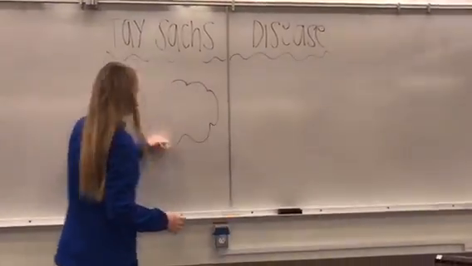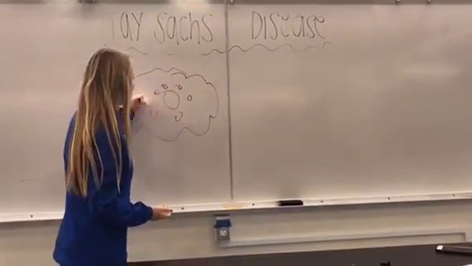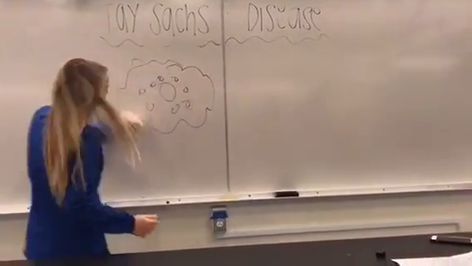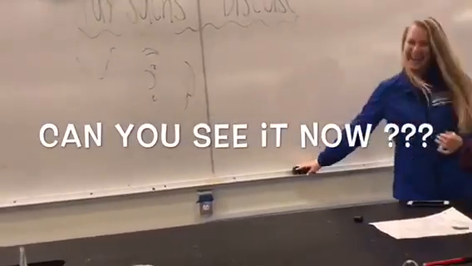So this is the nerve cell, and this is the nucleus of the nerve cell. The GM2 that can't be broken down builds up around the nucleus, fills up the nerve cell, and causes it to die. Can you see it?